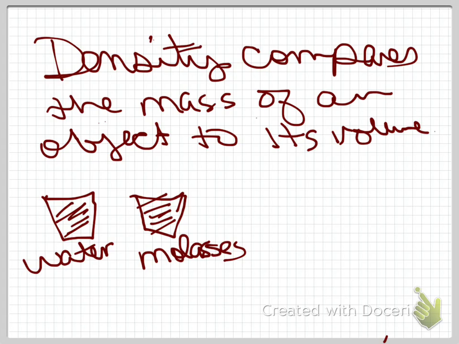We call that density. We are comparing their mass to their volume. Let's say they both have 50 mils in each one. But the water is going to weigh about 50 grams, where the molasses might weigh 62 or 65 grams for the exact same amount of volume.